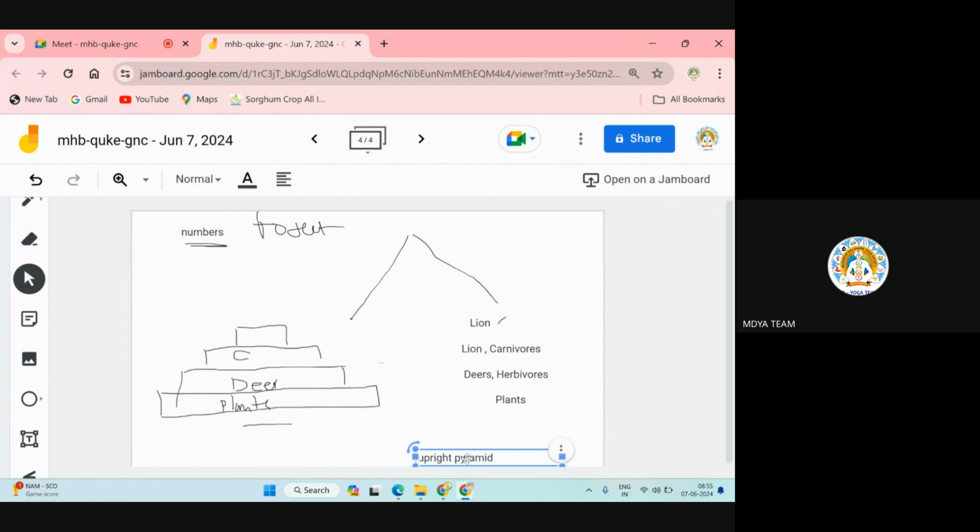This is upright pyramid. As you can see, it's a conical structure, it's an upright pyramid. Next.